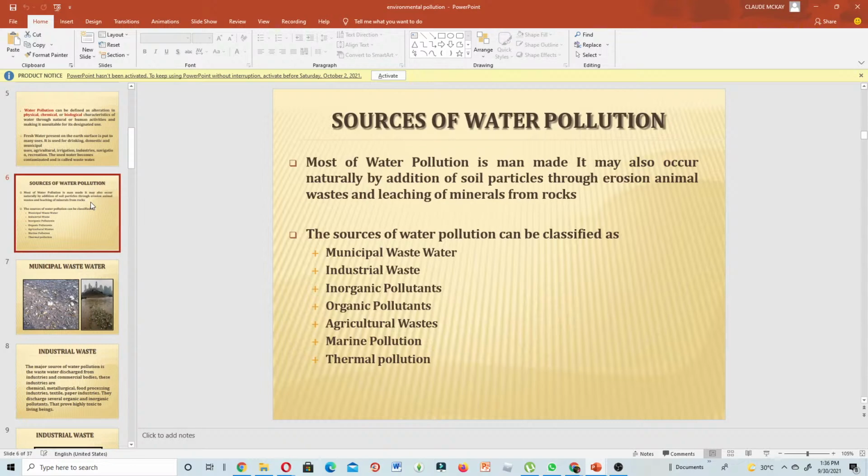Now, in terms of sources of water pollution, there are some activities that we take part in, and the fact that we take part in these activities means we are going to cause water pollution. Most water pollution is man-made. What I mean is that it is the activities that we do as man that cause this water pollution. It may also occur naturally by addition of soil particles through erosion, animal waste, and leaching of minerals from rocks. Let's say, for example, you tie the cow or the goat or the donkey near a drinking water source. When they urinate or defecate, that can cause the water to be polluted.